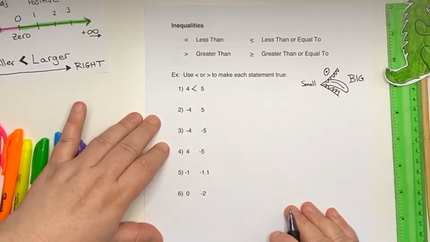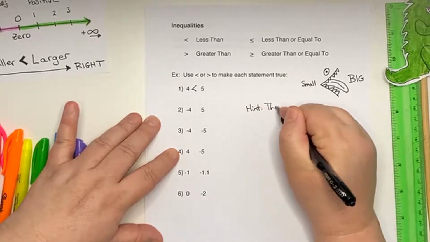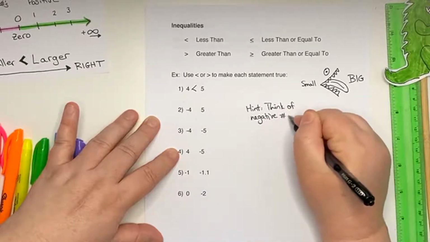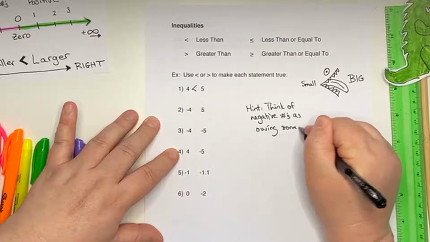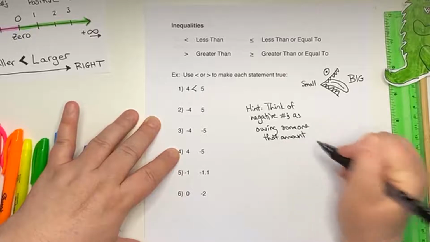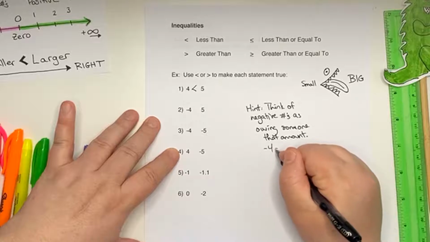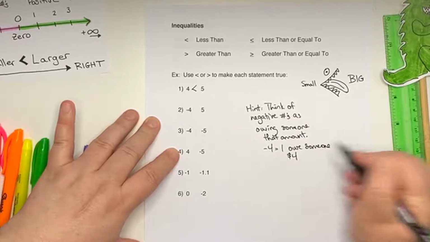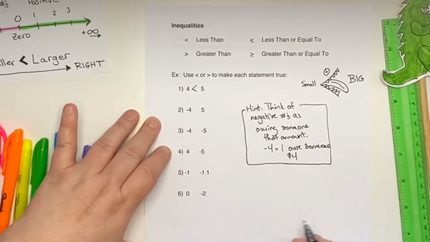Dun, dun, dun. And I will say my hint, think of negative numbers as owing someone that amount. So, and this is only if this helps you. So, for example, -4 means I owe someone $4. Okay, so that's the way I think of it. And if it helps, awesome. And if it doesn't, ignore it.